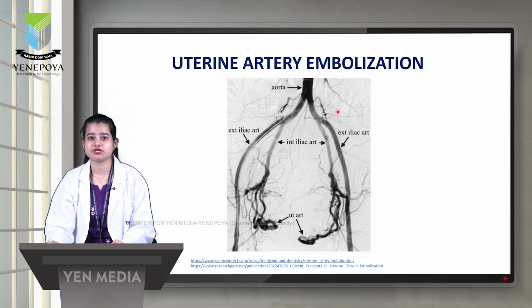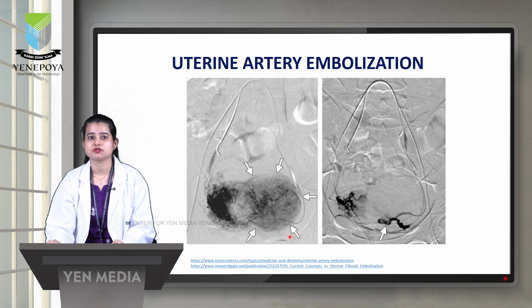These are the DSA images showing the abdominal aorta, the external iliac arteries, the internal iliac artery, and these are the uterine arteries. The first image shows the uterine artery before we do the embolizing procedure. These are the catheters, and the arrow shows a large fibroid mass. The next image shows the image after the embolizing procedure. Here the arrow mark shows the uterine arteries, and this is a fibroid which is blocked. The blood supply of the fibroid is blocked and it causes shrinkage of the fibroids.